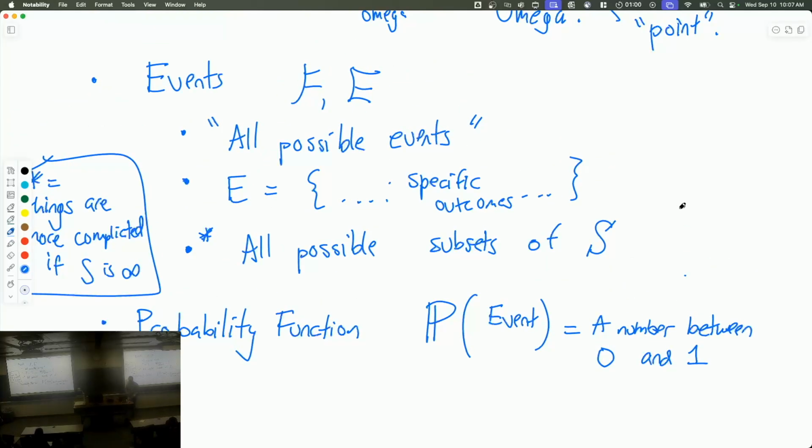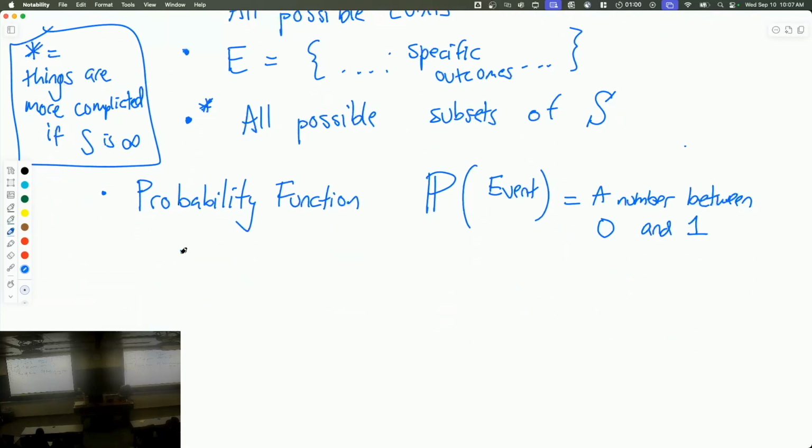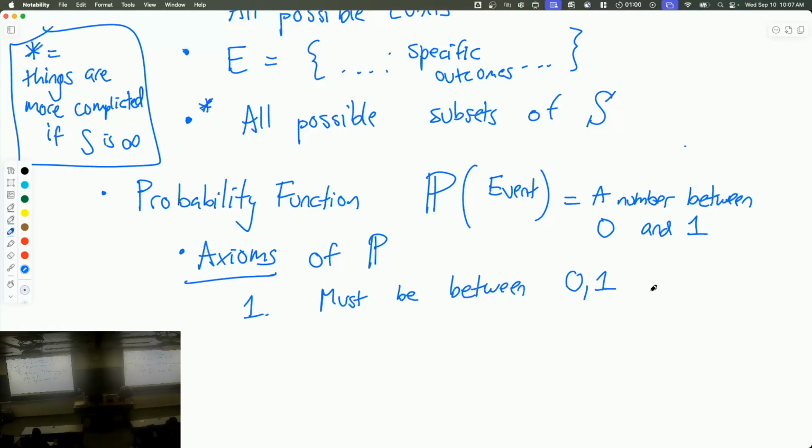Not only that, it has to satisfy the so-called axioms of probability. These are the things that the P function must satisfy. The first one I wrote over here: number 1, the probability must be between 0 and 1, inclusive. So it could be equal to 0, it could be equal to 1. If you have negative numbers, that is not probability, that is something else. In quantum physics, you can have things that are complex, and then you square them in a certain way to get the probability. But the probability is always between 0 and 1. That is the first axiom.